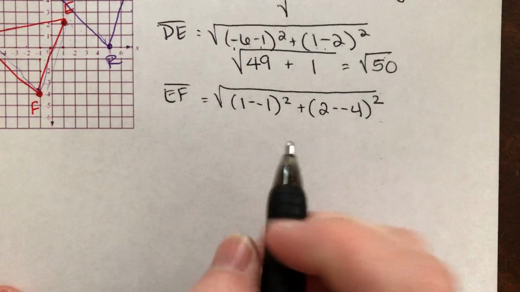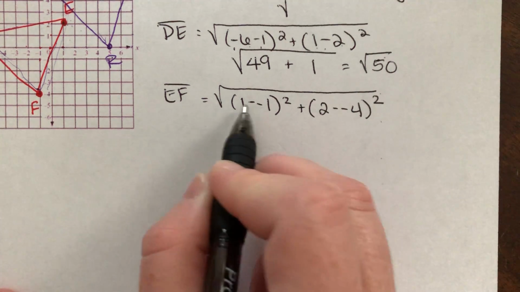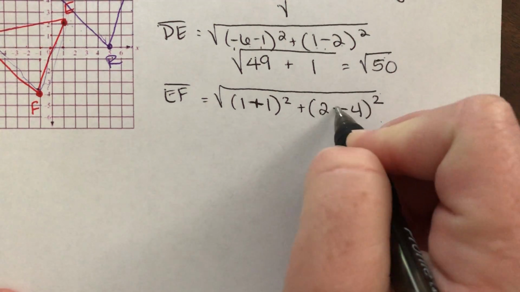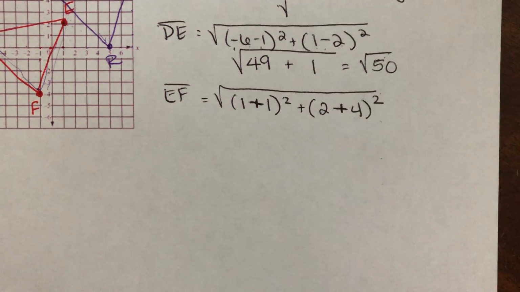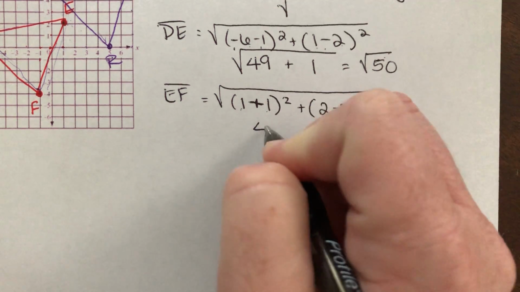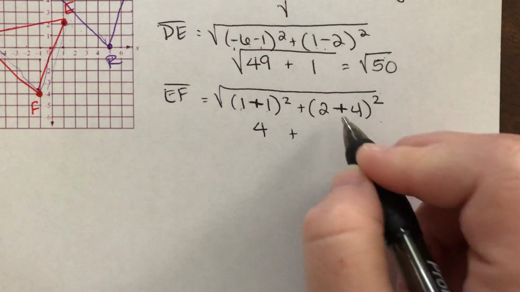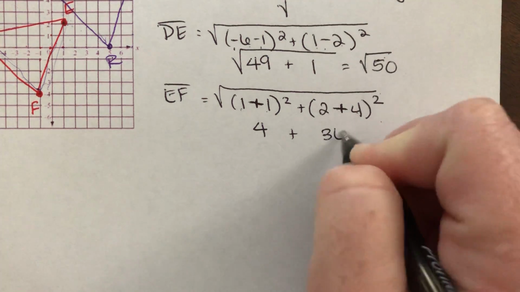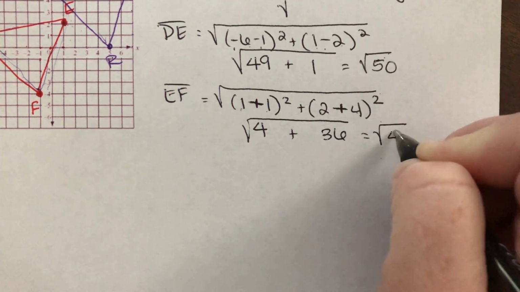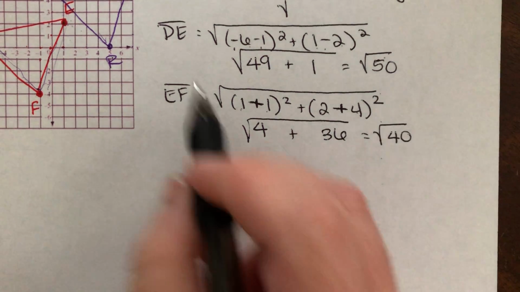Okay, and then of course whenever I have two minus signs, they become one big plus sign. When you're subtracting a negative, it's really adding. I know that sounds funny. 1 plus 1 is 2, 2 squared is 4. 2 plus 4 is 6, 6 squared is 36, and this is still under the radical, and that's equal to square root of 40. So there's the other side.